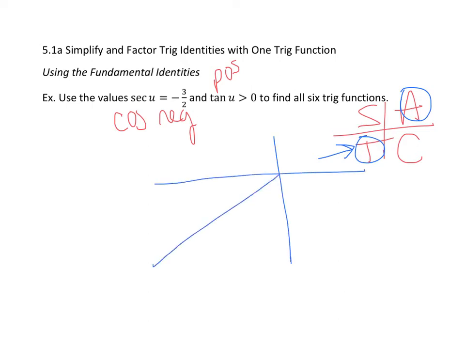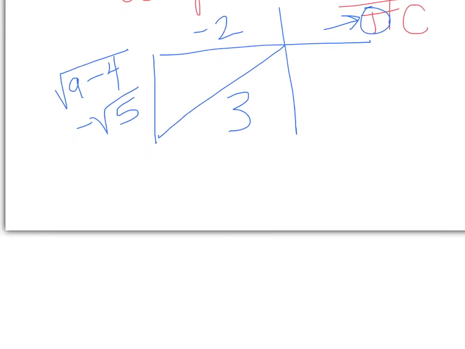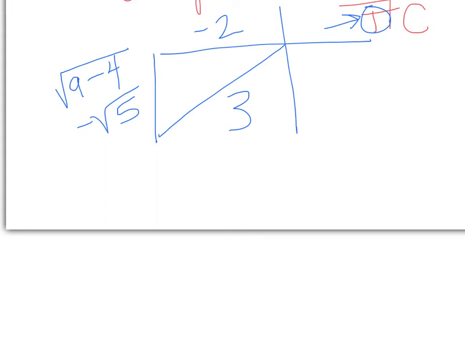So as long as you set it up correctly in the right quadrant, you know secant is negative 3 halves, so that is your hypotenuse. Hypotenuse is always positive. Adjacent, that's where the negative goes. And then we solve for the missing side. Square root of 9 minus 4 would be square root of 5. That's going to be negative because it does go down. And then find the sine, cosine, and tangent from that triangle.